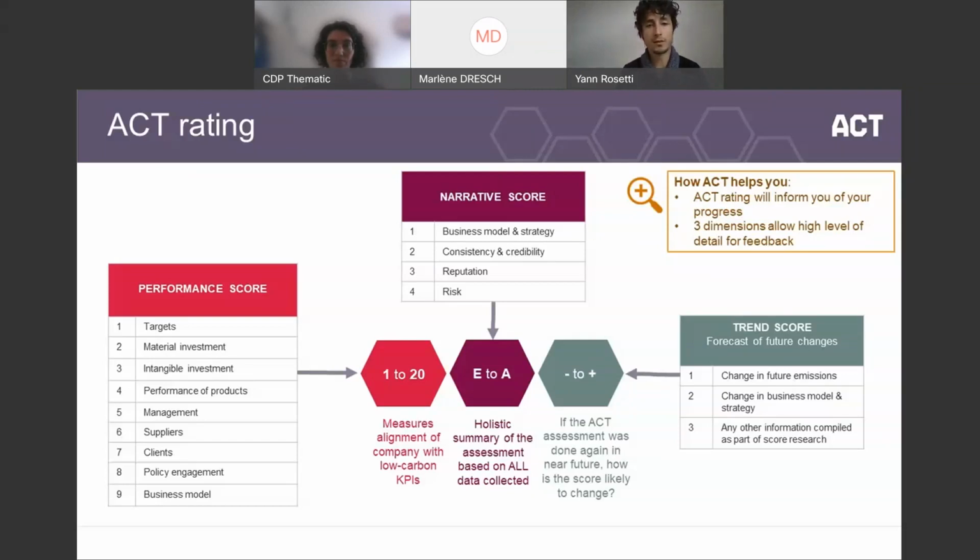And the third part of the ACT rating is the trend score, which can be a sign: minus, equal, or plus. Taking into account the change in future emissions, the change in the business model and strategy, and any other information compiled as part of the research, we will try to determine if the ACT assessment done in the near future will give the company a better, an equal, or a worse score compared to the current one. So we have 3 different parts in the ACT rating, which allow a really high level of detail for feedback at the end of the assessment.